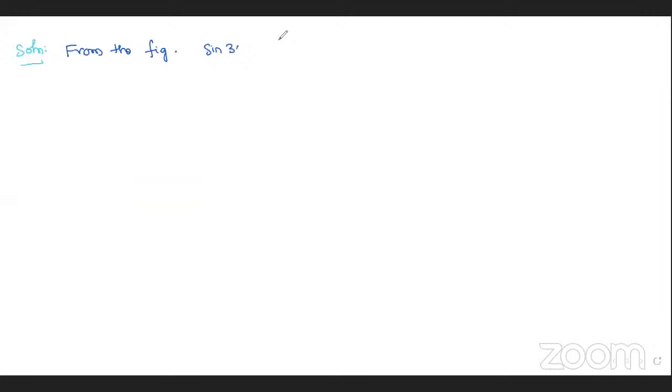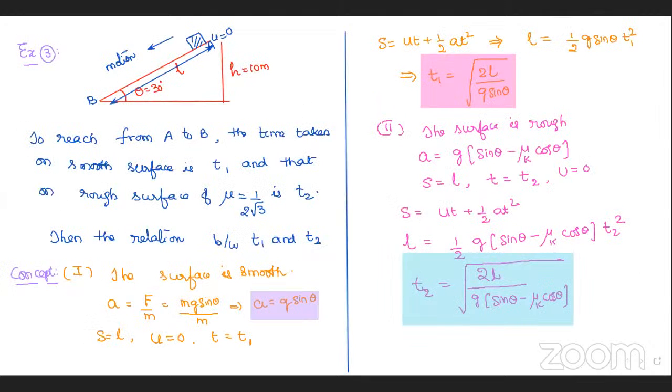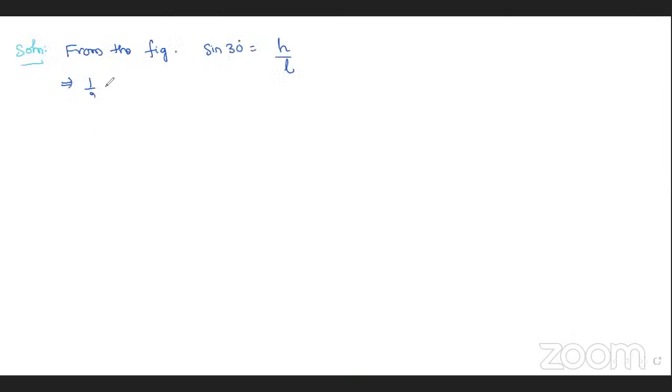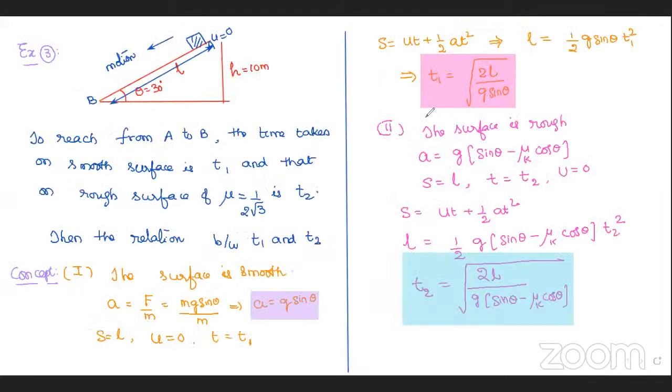Sine 30 equals opposite side by hypotenuse, h by L. H is given as 10. So sine 30, which is half, equals 10 divided by L. So I got L equals 20 meters. Okay, that's my calculation. Without deriving anything from the concept, I go to the shortcut.